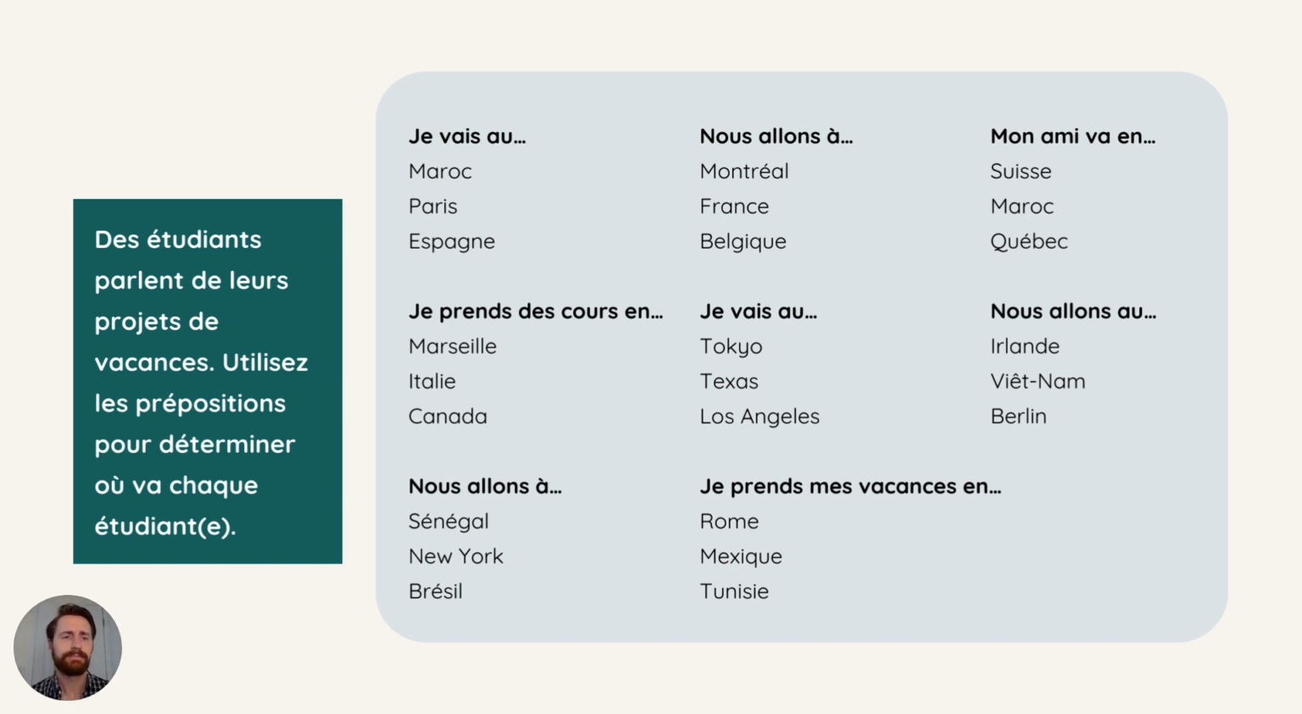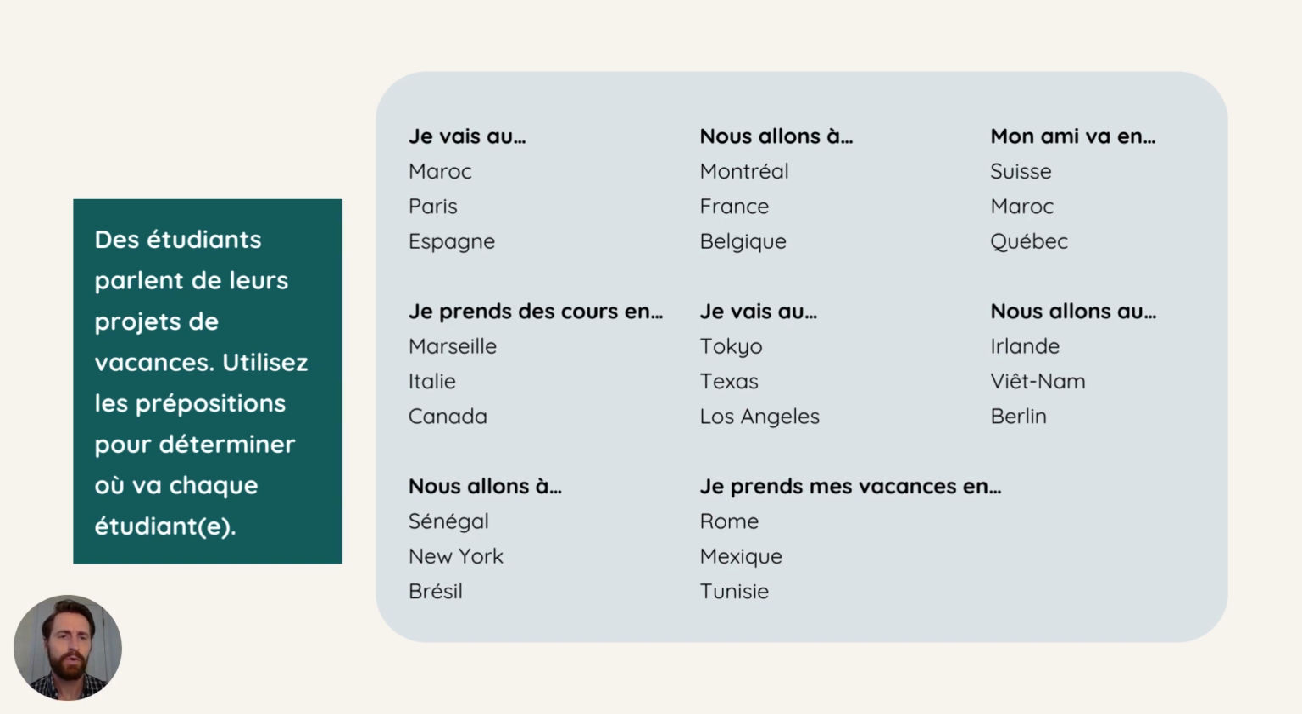Ok, une activité. Des étudiants parlent de leur projet de vacances, so their vacation plans. Utilisez les prépositions pour déterminer où va chaque étudiant ou étudiante. So here, take a moment and pause the video and choose the correct city or state or country based on the preposition. Okay, hopefully you've completed the activity.